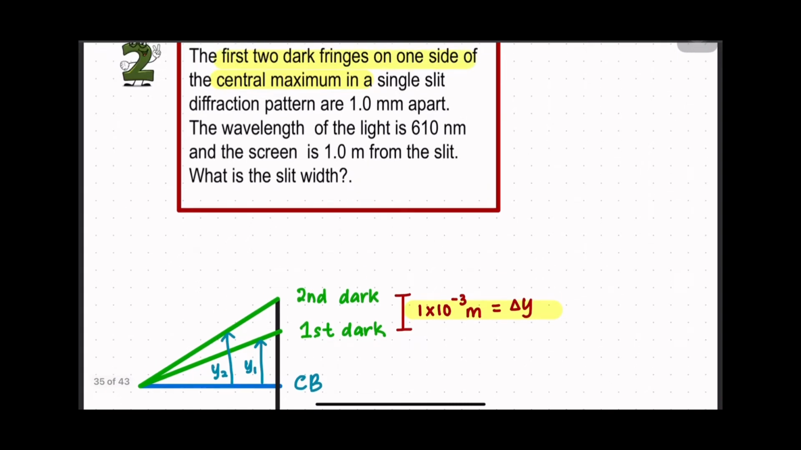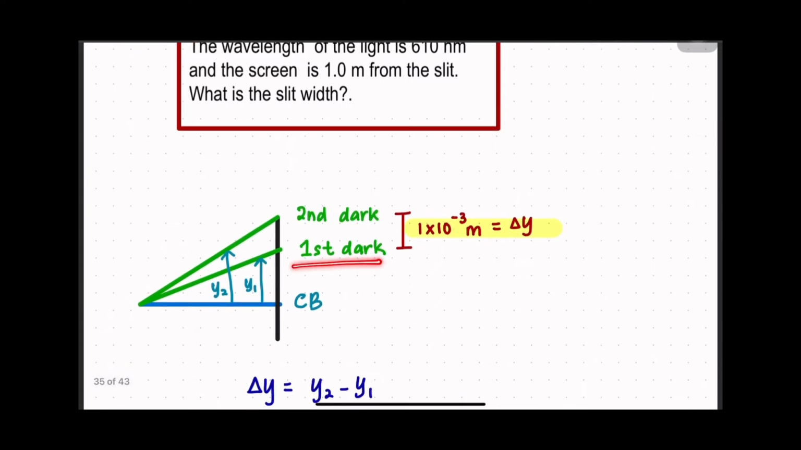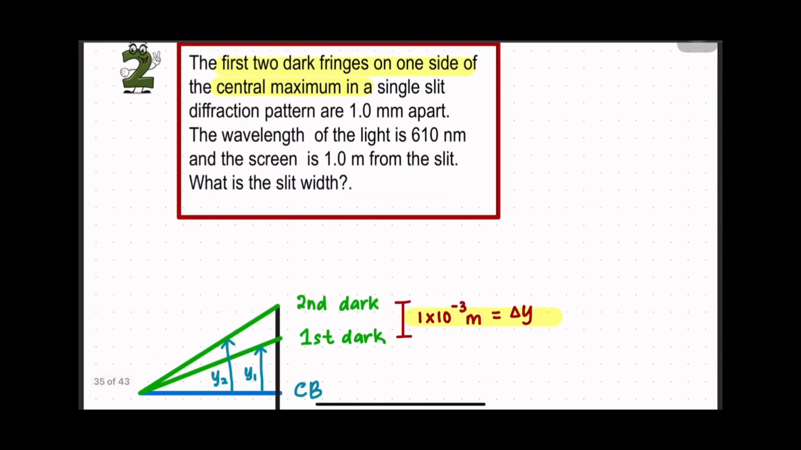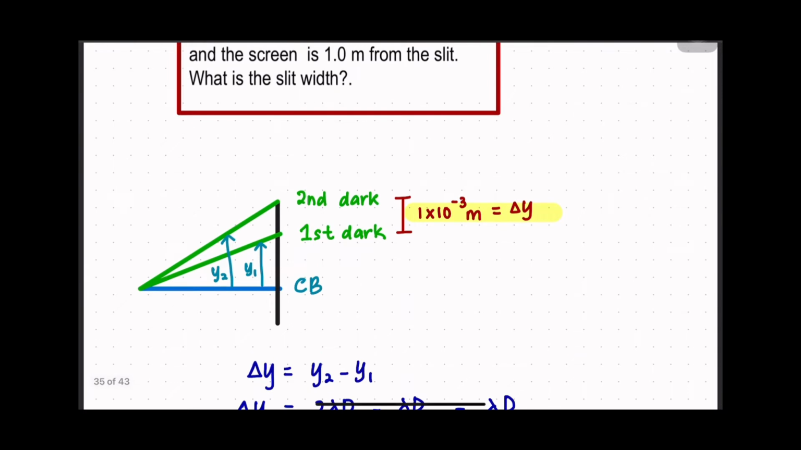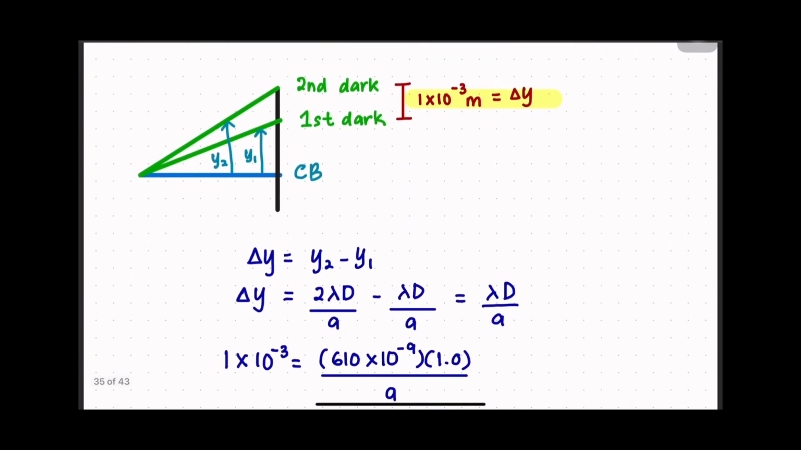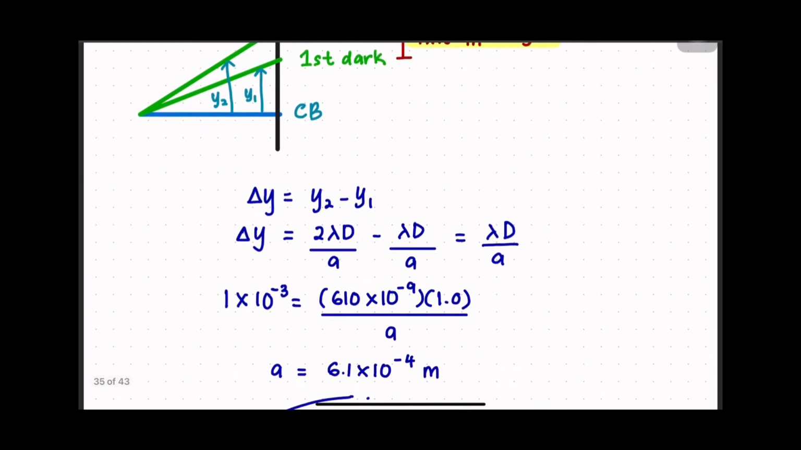Okay, so sekarang ni cuma dibagi, dia kata first two dark fringes on one side. Maksudnya satu side saja dia ada two dark fringes. Jadi ordernya adalah first dark fringes and second dark fringes. Jarak daripada first dark dengan second dark fringes adalah 1 kali 10 negatif 3 meter. Okay, so inilah data delta Y jugalah, macam soalan tadi juga, sama. Okay, so kita pun boleh kira lah delta Y sama dengan Y2 tolak dengan Y1. So you akan dapatlah jawapannya adalah 6.1 times 10 to the power of -4 meter.